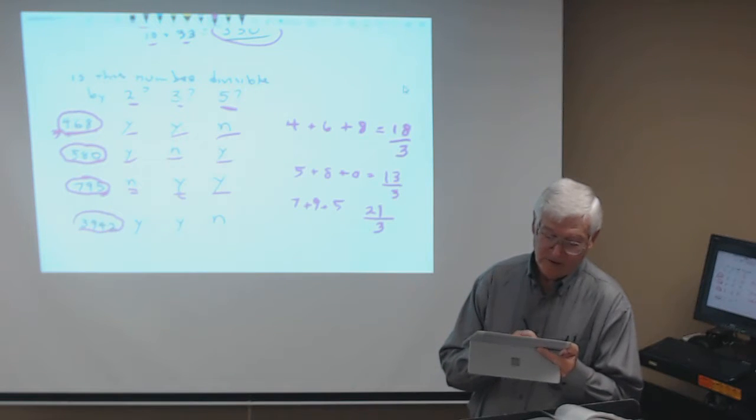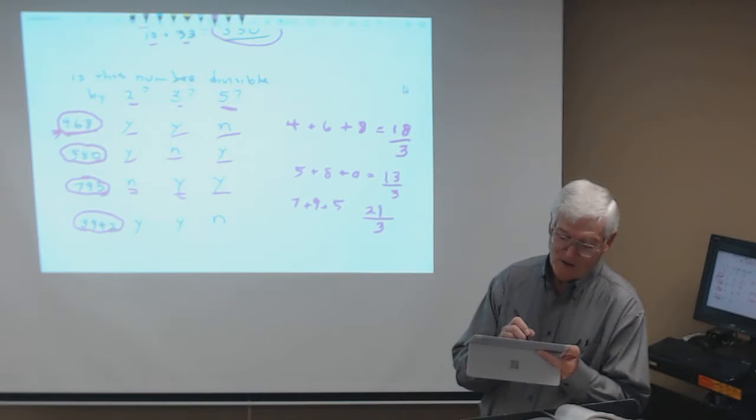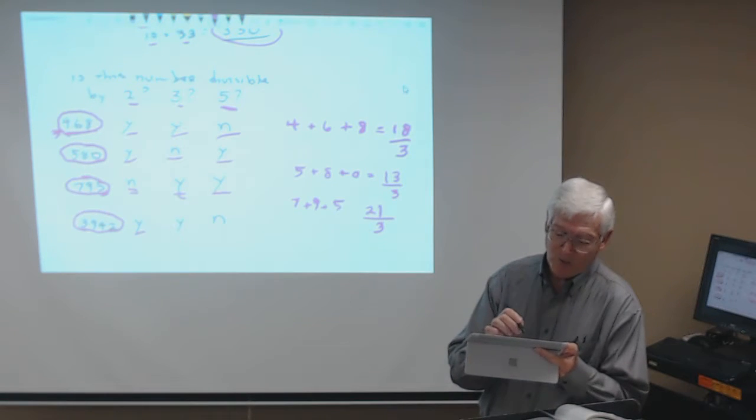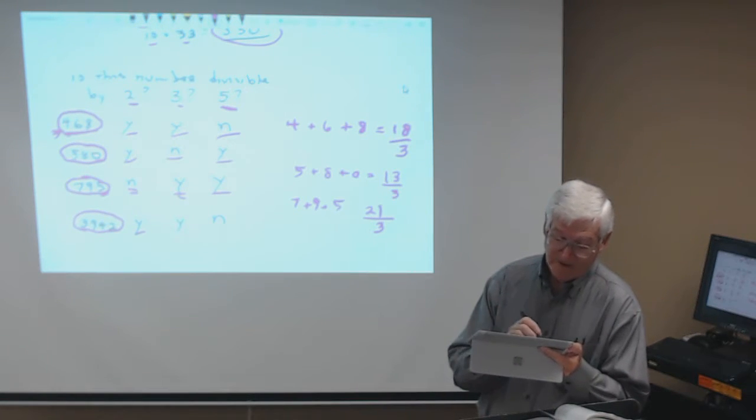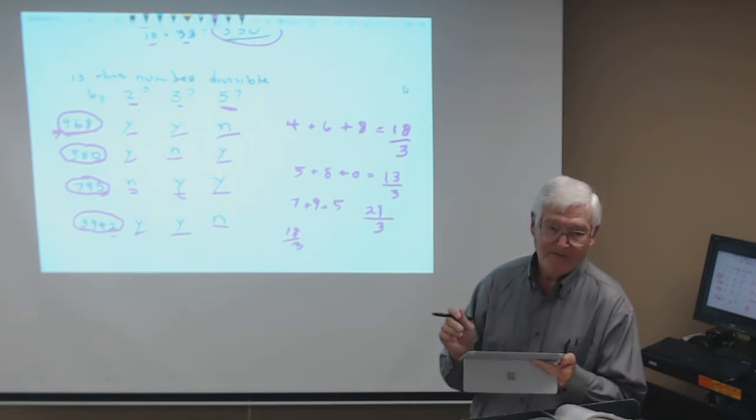3,942. Divisible by 2? Yes. Divisible by 3? Let's see. 9, 10, 11, 12, 16, 18. Yes. 18 is divisible by 3, so yes. Divisible by 5? No. There you go.